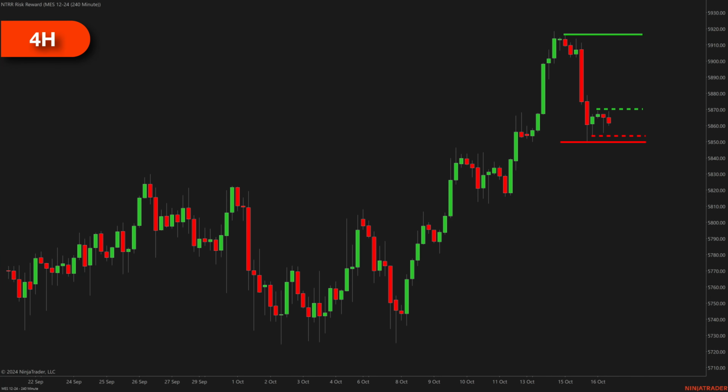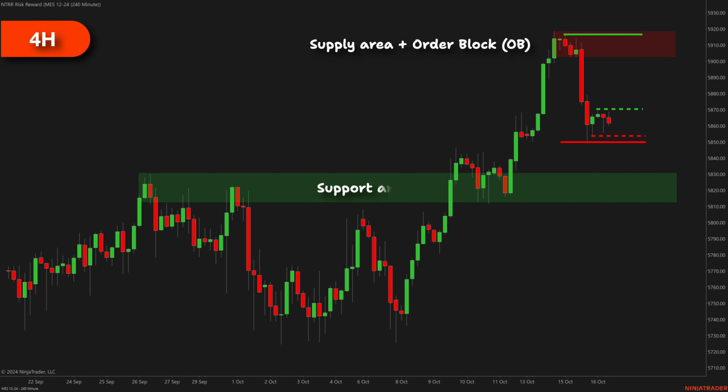Eastern Time. On this time frame, our priority is to identify and mark the most recent supply zone above the current price, specifically the area where the market previously shifted direction. Similarly, we mark the most recent support level below the current price, preferably a level that has acted as both support and resistance at different points.